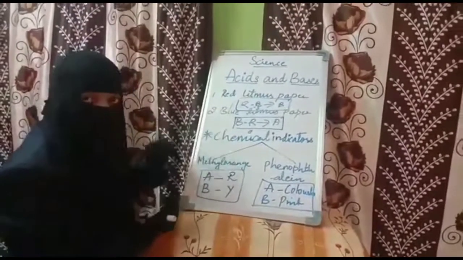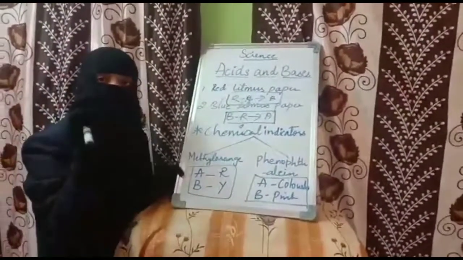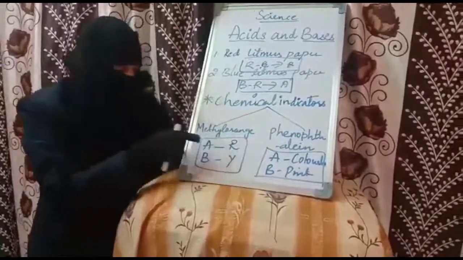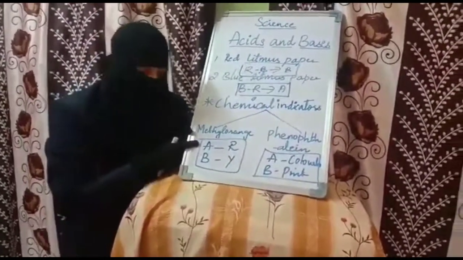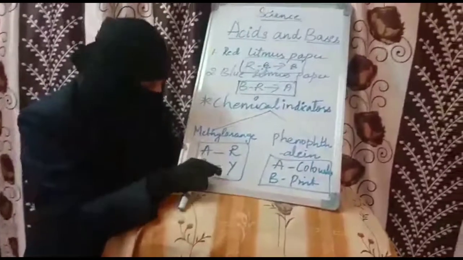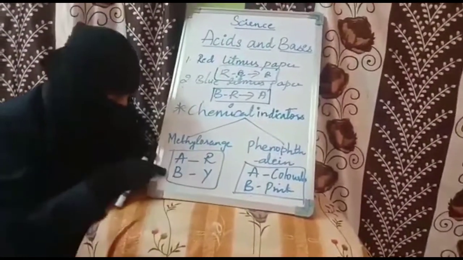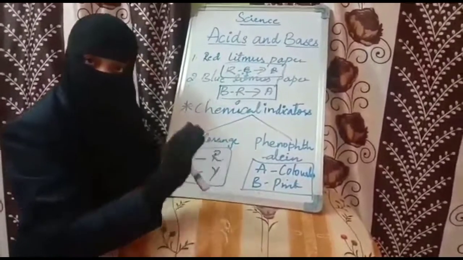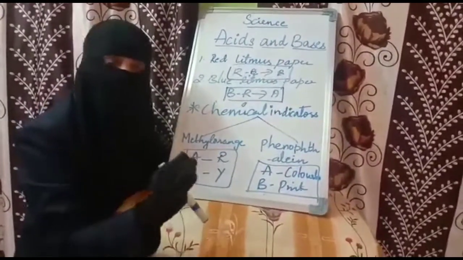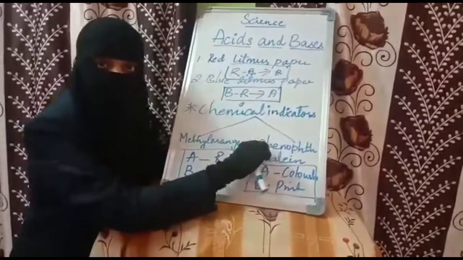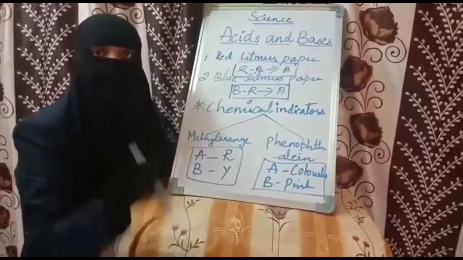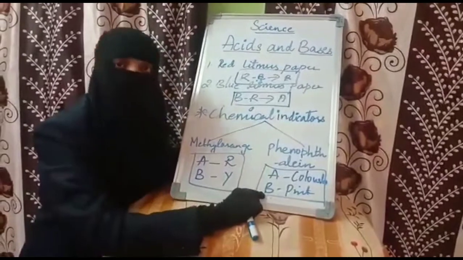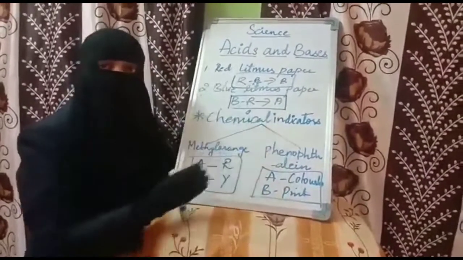Now to the chemical indicators. If methyl orange, when it reacts with substances, gives red color, then the nature of the substance is acidic. If methyl orange converts it into yellow color, then it is a base. If phenolphthalein, when it reacts with any substance, remains colorless, then it is acidic. If it changes into pink color, then the nature of the substance is basic. This was about acids and bases.